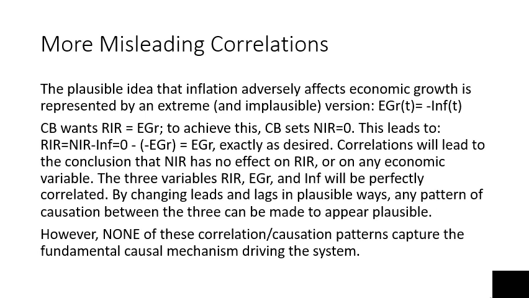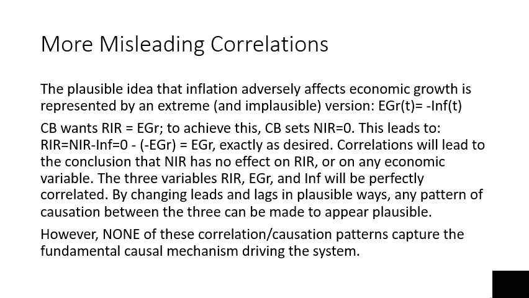In this case, since the central bank wants to achieve a real interest rate equal to growth, all it has to do is to set the nominal interest rate to zero, because the inflation will automatically be equal to the growth rate. And so this will lead to the conclusion that the nominal interest rate has no effect on the real interest rate in this economy. And the three variables, real interest rate, economic growth, and inflation, will be perfectly correlated.